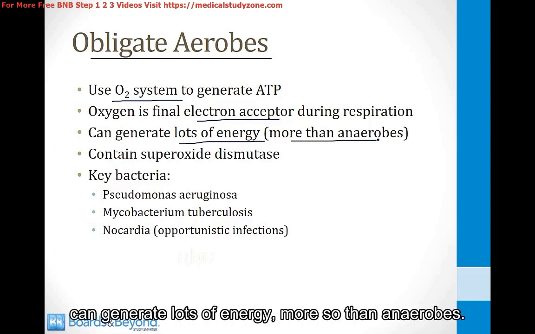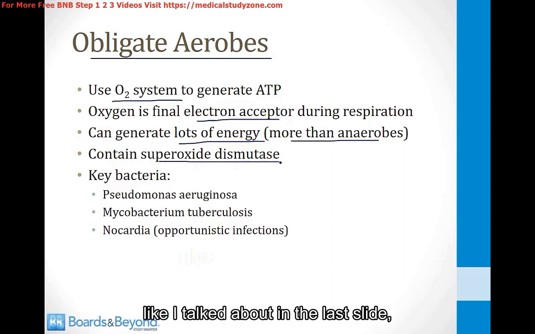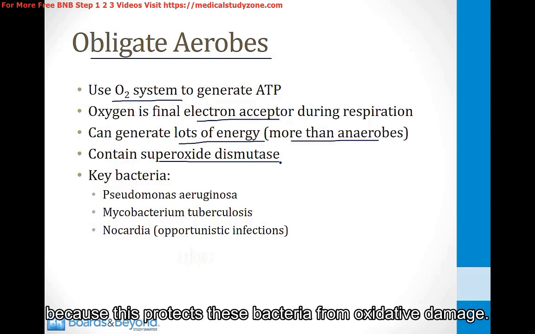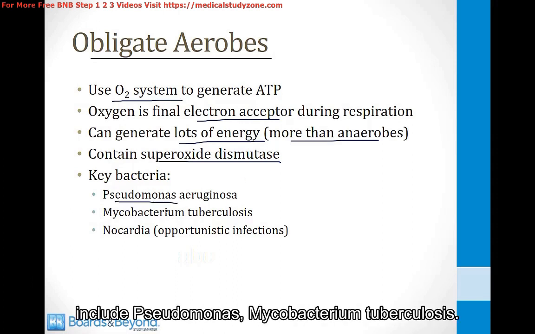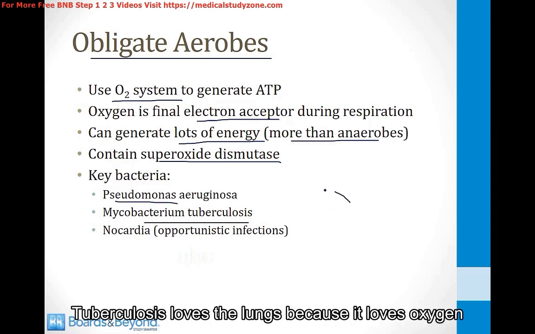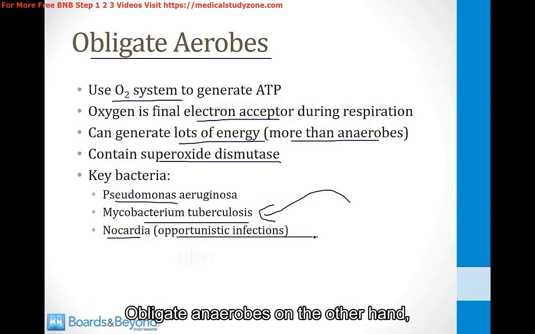Also, these obligate aerobes must have superoxide dismutase, like I talked about in the last slide, because this protects these bacteria from oxidative damage. And some of the bacteria that are famous for being obligate aerobes include Pseudomonas, Mycobacterium tuberculosis. Tuberculosis loves the lungs because it loves oxygen, and Nocardia, which is a cause of opportunistic infections.